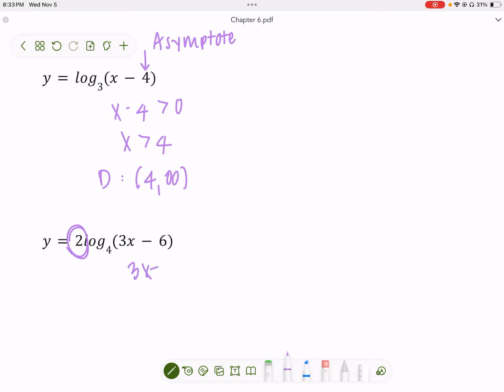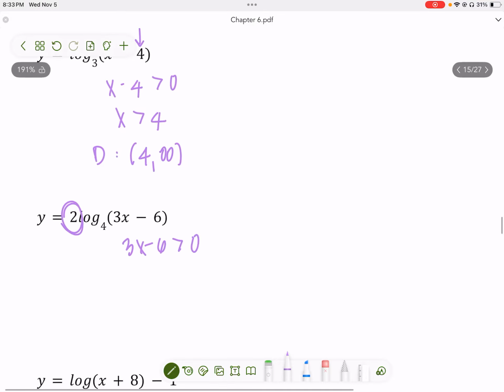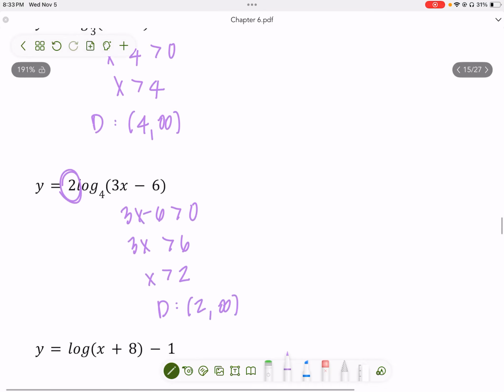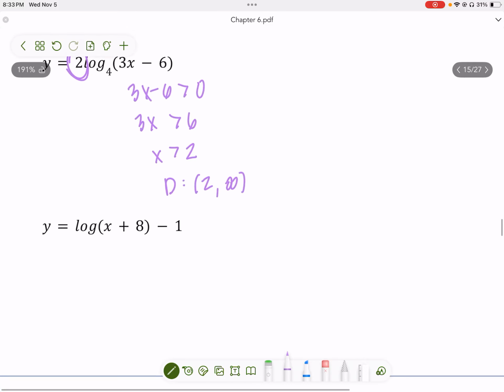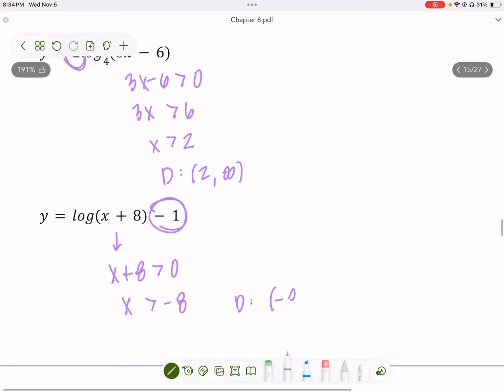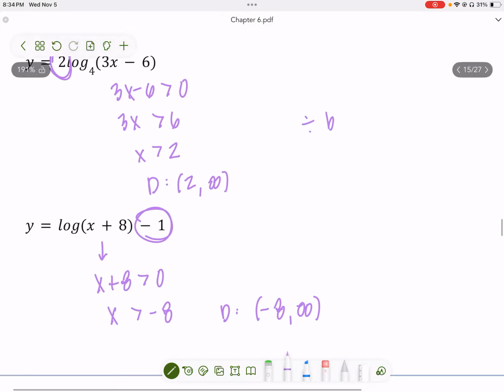So here we have 3x minus 6 is greater than 0. The 2 doesn't matter. You're just solving the inside because you want to make sure that you know where the asymptote is. So in this case, it's at 2. So your domain is 2 to infinity. Okay, last but not least, the minus 1, irrelevant. X plus 8, greater than 0. X is greater than negative 8. So the domain is negative 8 to infinity. Don't forget, if you are dividing by a negative, the symbol will flip.